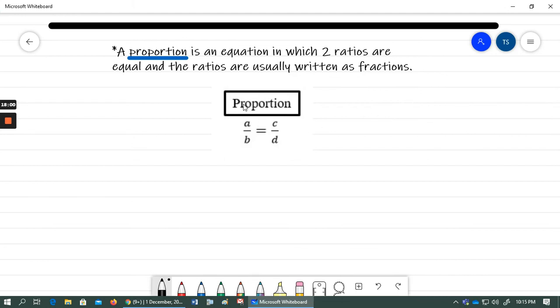My bad about that. All right, so a proportion is an equation in which two ratios are equal. And again, guys, the ratios are usually written as fractions.